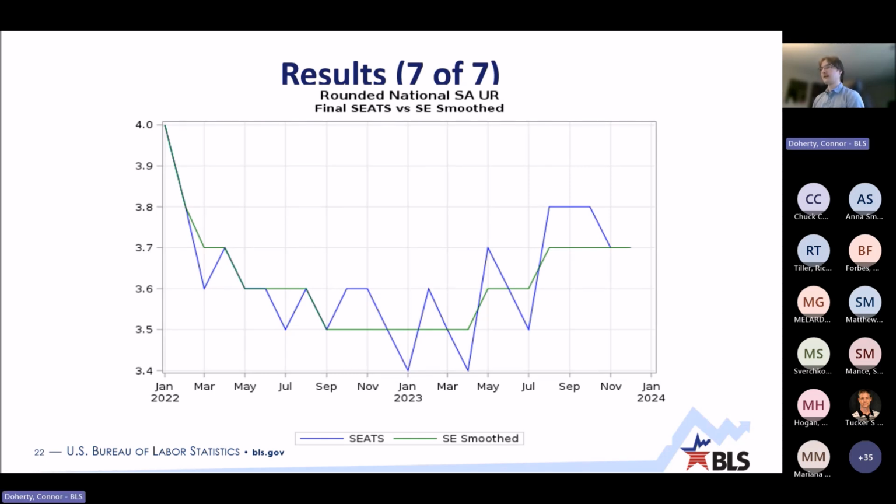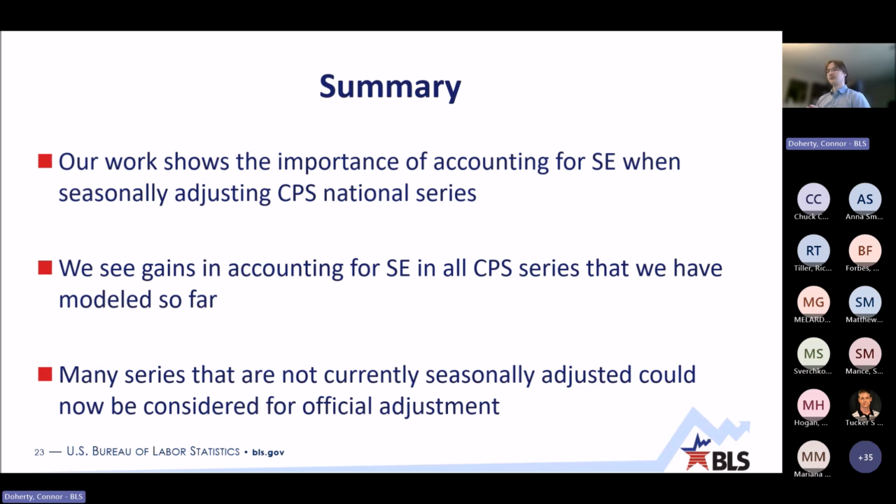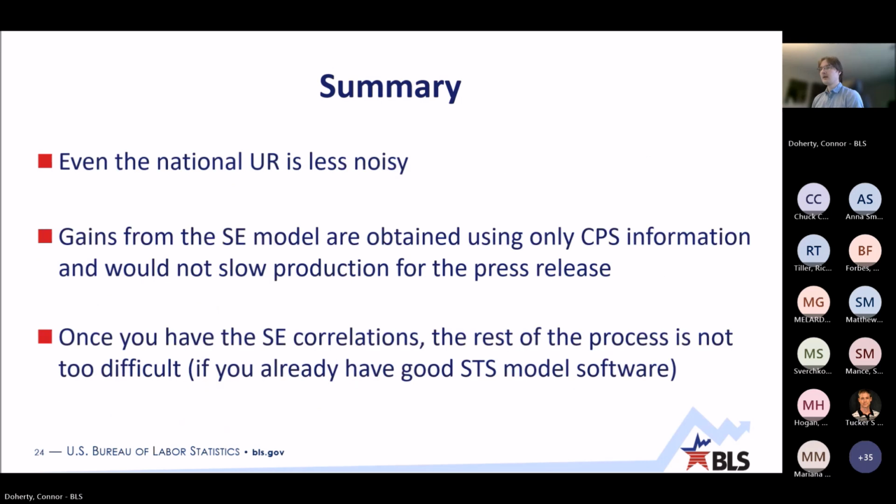So that's the last plot we've got. Now just some closing words. We hope our work shows the importance of accounting for sampling error when seasonally adjusting CPS national series. We saw gains in accounting for sampling error in all of the series that we've modeled so far. Many of the series that are not currently being seasonally adjusted, we can now consider for adjustment using the sampling error model. We saw gains even with larger series like the national unemployment rate, so it's not just these small demographic series that we saw improvements with.